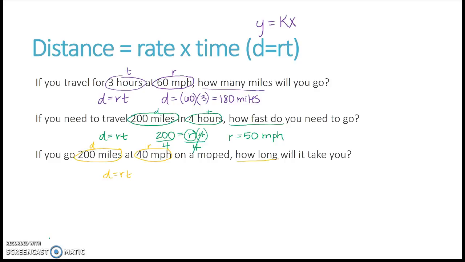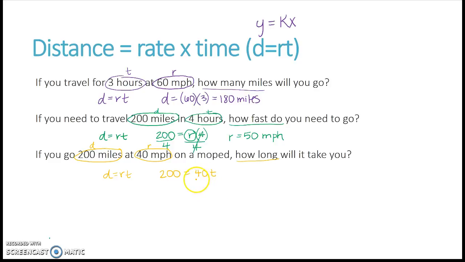Okay, so hopefully you text coded it and you realize that 200 miles is your distance at 40 miles per hour. So miles per hour is always going to be your rate on a moped. How long? So we want to know the time. So I'm going to fill in what I know. I know 200 miles. And my rate is 40 miles per hour, and I don't know my time.